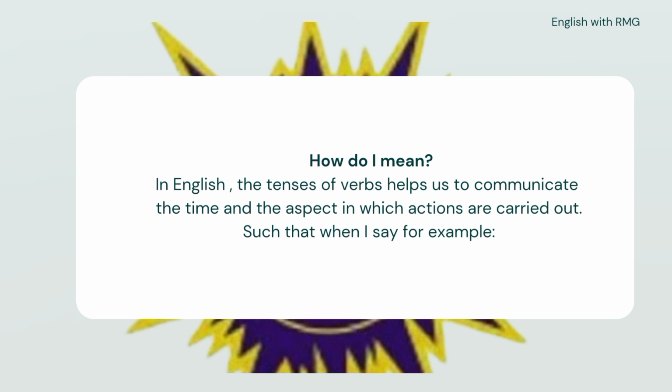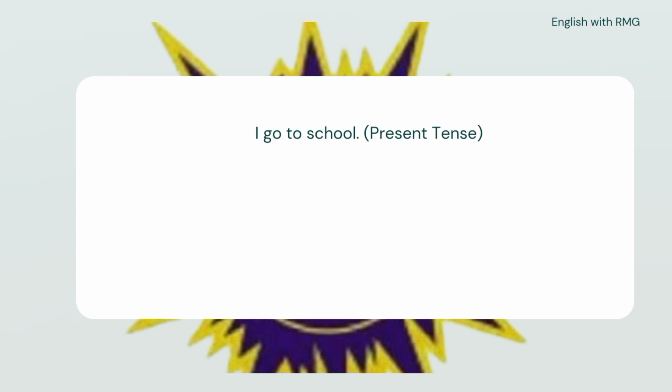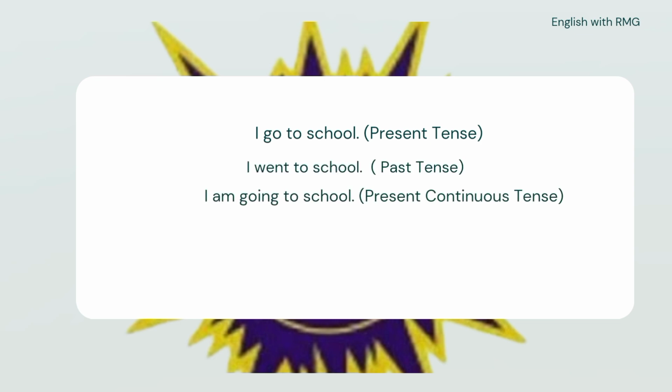In English, the tenses of verbs help us to communicate the time and the aspects in which actions are carried out. Such that when I say, for example, I go to school, then you can tell that I'm talking about what is happening in the present. But when I say I went to school, you can tell that that is an action in the past. Probably earlier today, yesterday, or a few days ago. Then if I move on to say, I am going to school, you can tell that that is a present continuous action in the moment.